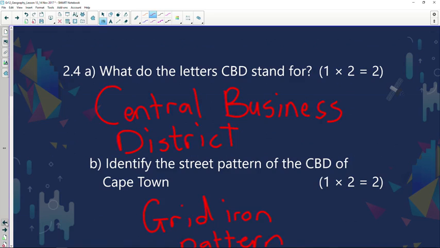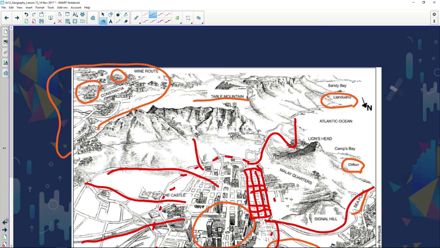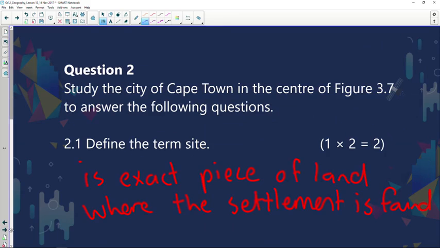Let's quickly have a look at our diagram again, just to establish where they are, and if we can get any clues regarding them. There's the Malay Quarters, and there's Sea Point. Obviously, I can see on this diagram that Sea Point is situated next to the coast, and Malay Quarters is just on the fringes of the CBD. Now, what questions can we expect?